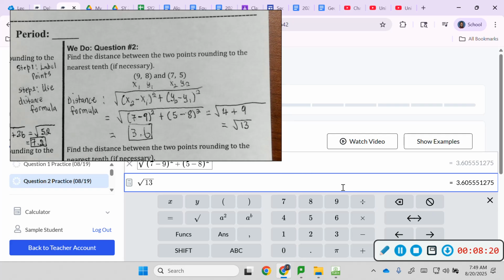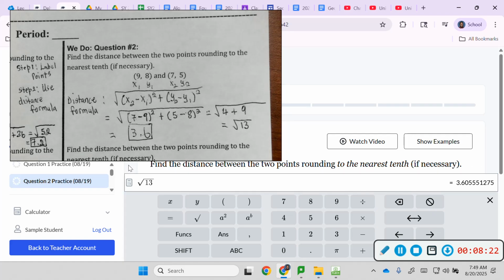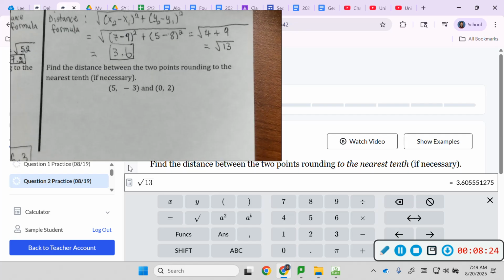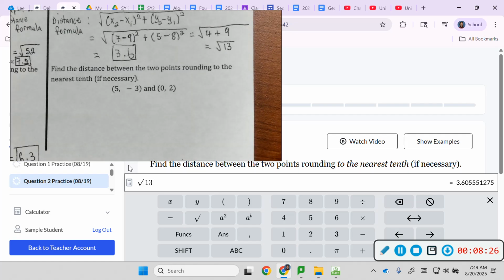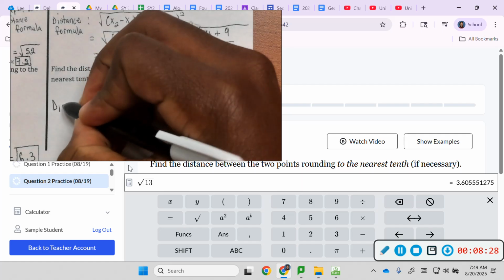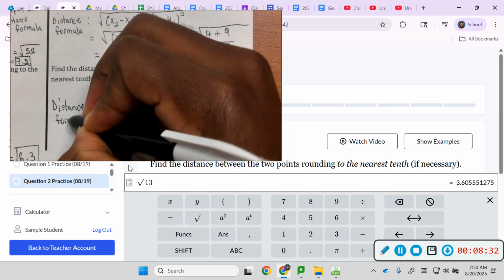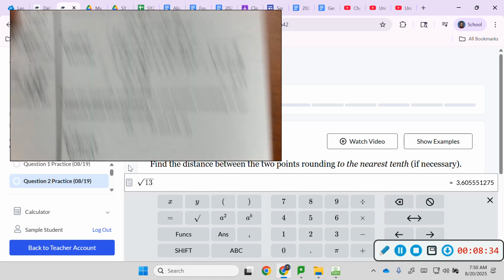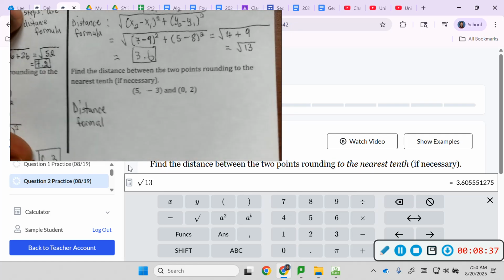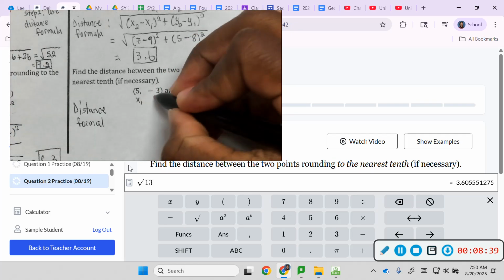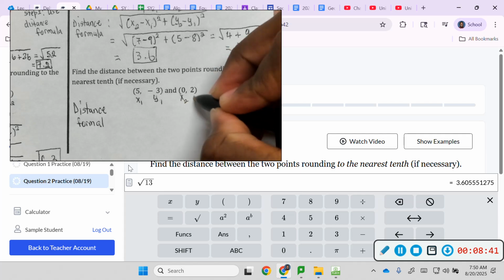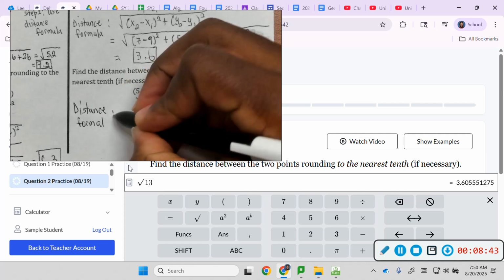So the next question says, again, we're trying to formulate the distance. We're going to use the calculator to help us. Okay, so before I write the distance formula, what should I have done first? I should have labeled points. So let's actually label the points first. So x1, y1, x2, y2. So let's go ahead and write the distance formula.